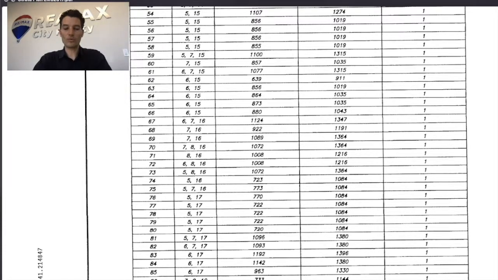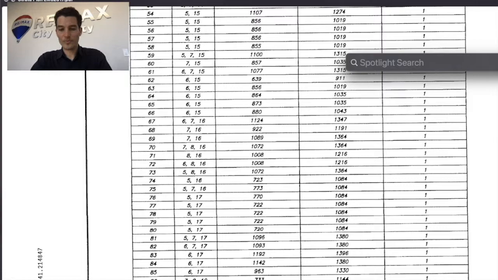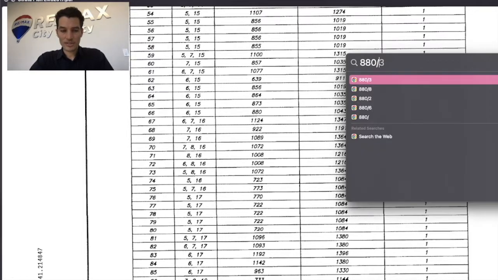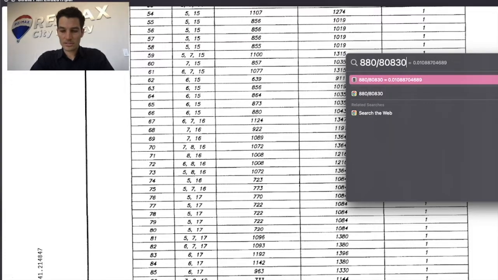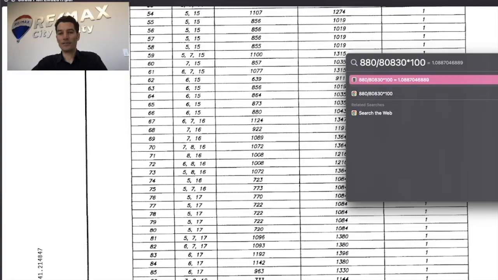80,830. So what we do is we do 880 divided by 80,830 times 100 and equal 1.08, and we'll call it 1.09. So that basically means that this unit equals about 1.1% of the strata. Why is it relevant?